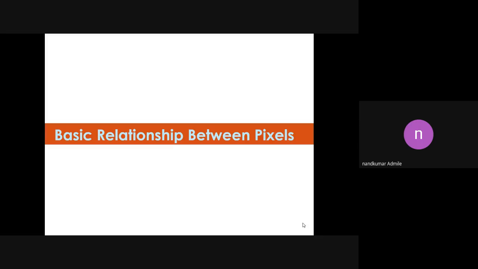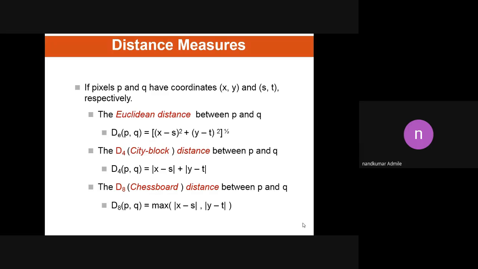In this lecture, we have to study three types of distance measures, also called distance metrics. To calculate the distance between two pixels, we have a number of distance metrics. For our study, we will look at three types of distances. One is the Euclidean distance, the second is D4, also called the city block distance, and the third is the D8 distance, called the chessboard distance.